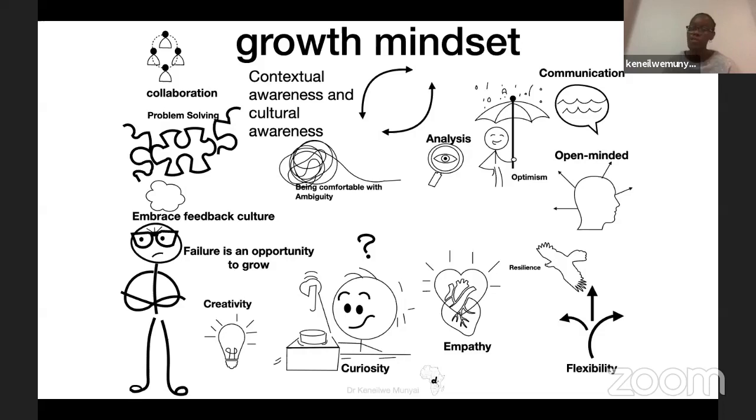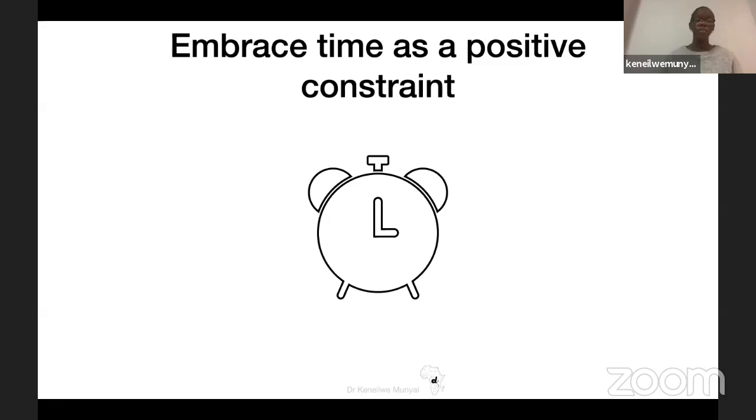And being able to analyze information as well. And of course, contextual awareness. You have to be aware of the context in which you're designing, that you're designing solutions for. Otherwise, you don't want to end up with a solution that doesn't fit into the context that you are designing for.